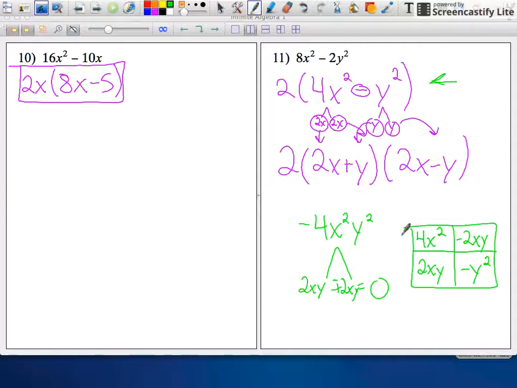Greatest common factor here gives me a 2x. Greatest common factor here is just the variable y. Another 2x, and this time a negative y. So notice we're right back to our same original pieces. 2x plus y and 2x minus y. I would advise the shortcut. Box method is real tricky with that.